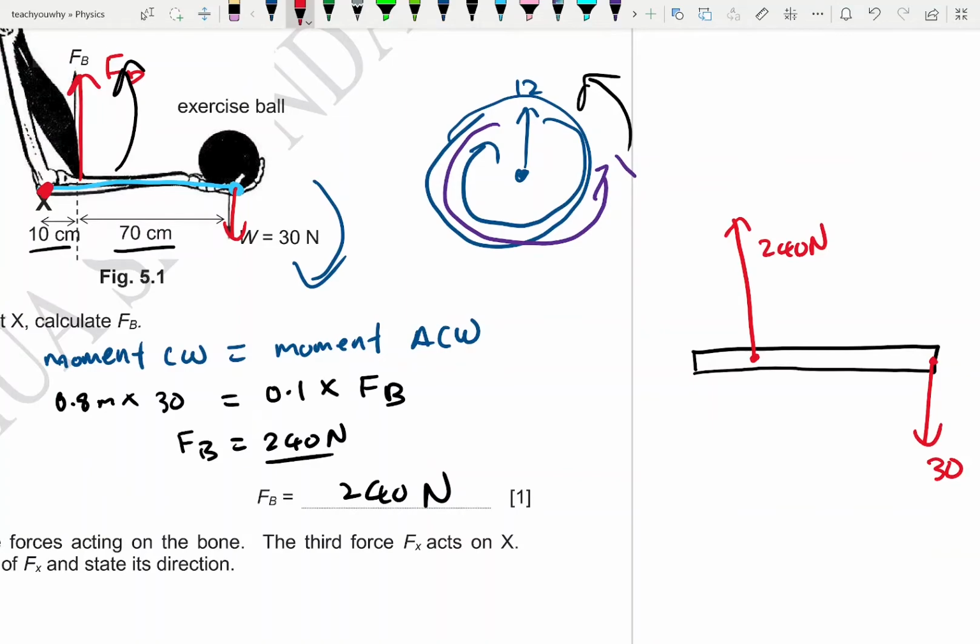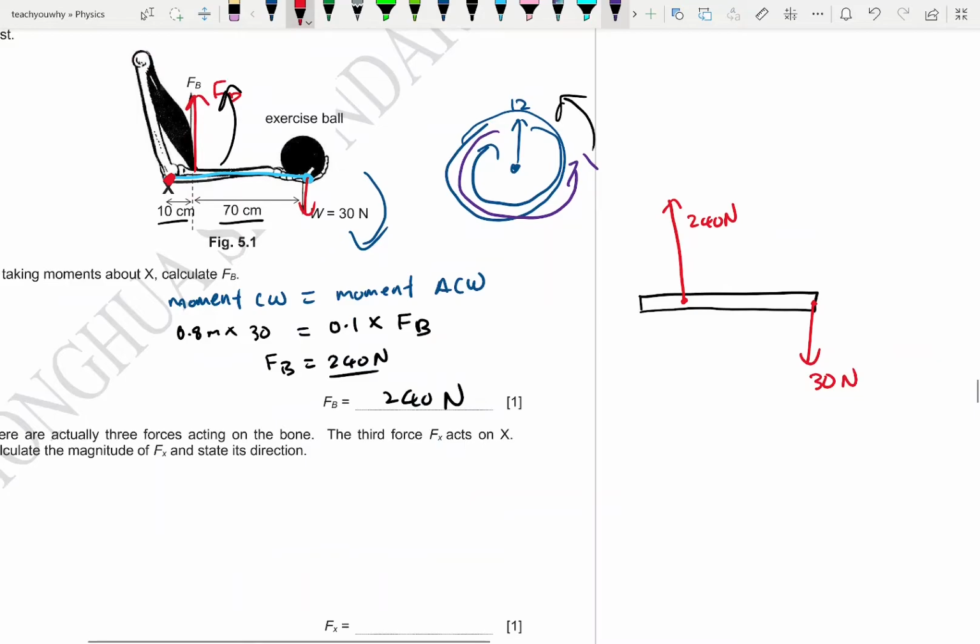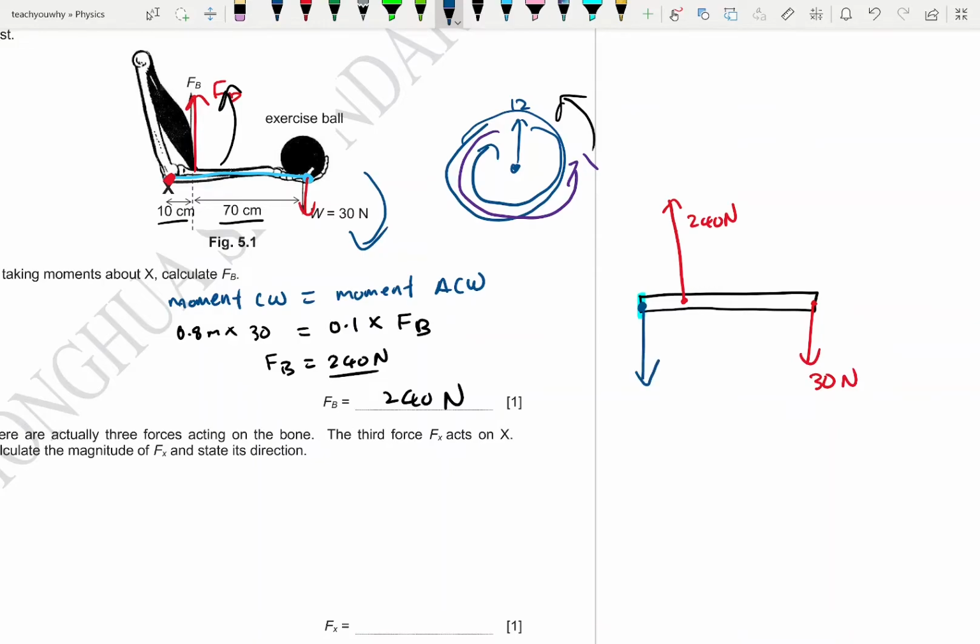So now, why is there another force here? The answer is downwards. The reason is because if there is no downward force, this means that, if I were to remove it, what is my net force based on this free body diagram? My net force is upwards of 210 Newton.